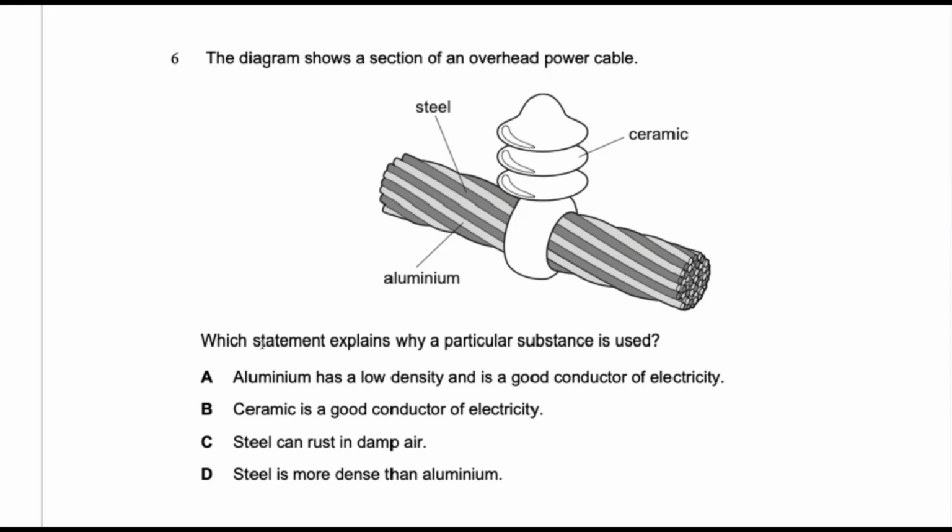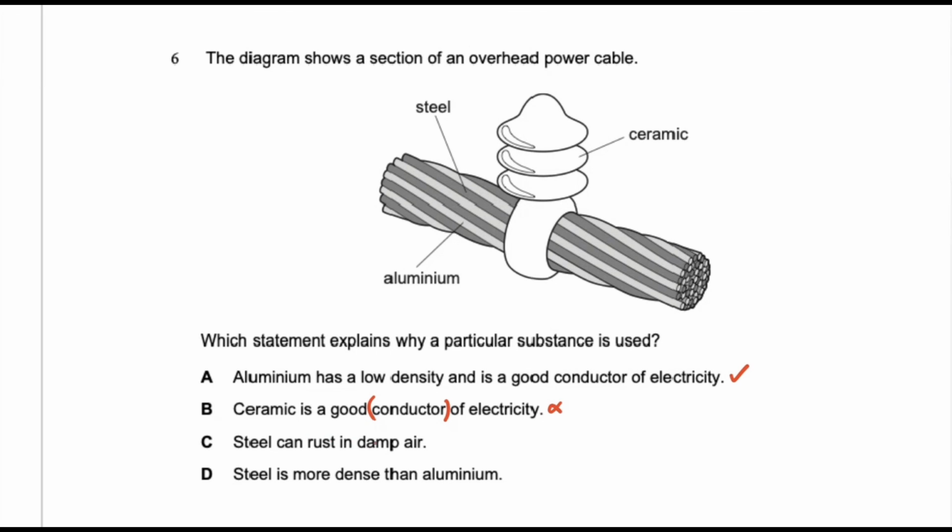And which statement explains why a particular substance is used? Okay, so A, aluminium has a low density and is a good conductor of electricity. So this is correct. Okay, let's see why B is wrong. Ceramic is a good conductor. Okay, wrong. It's an insulator.